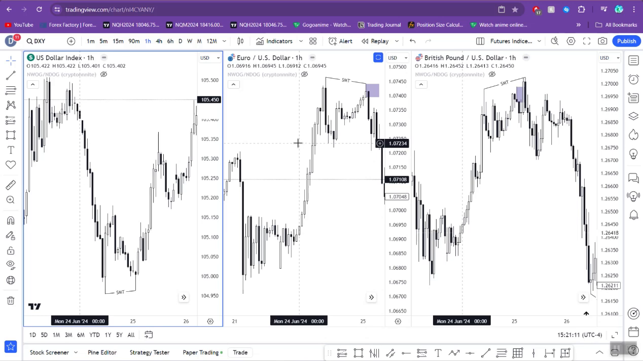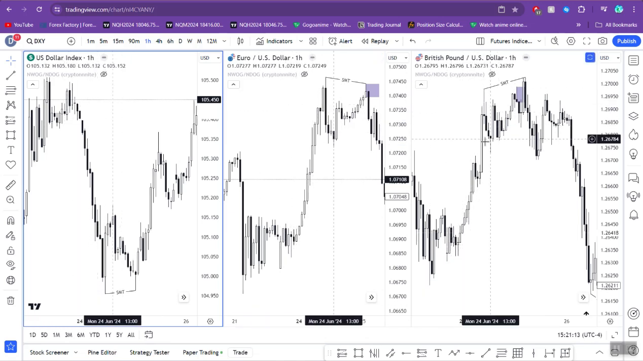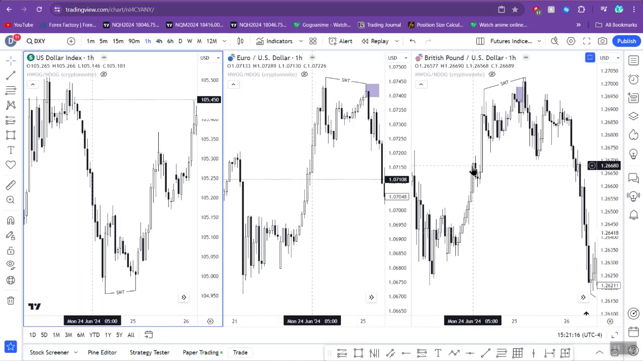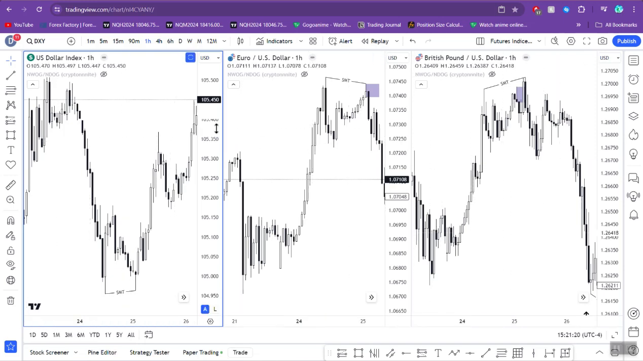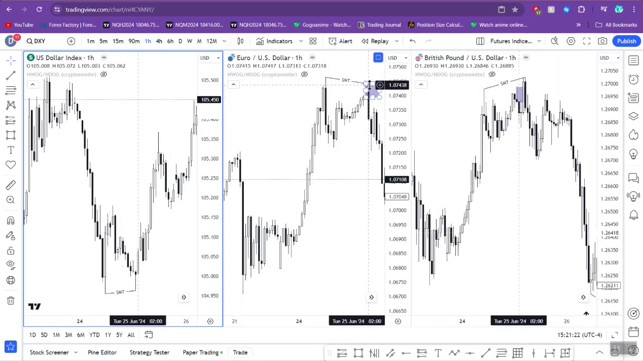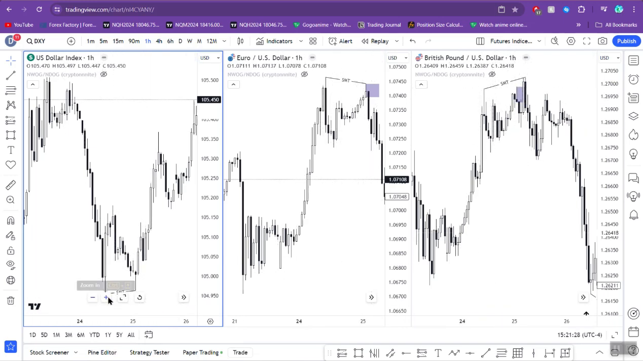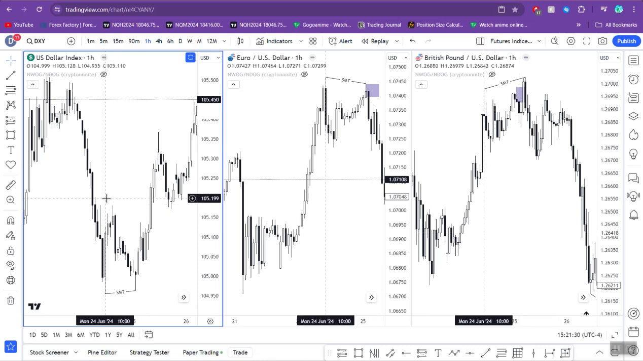These two assets, Euro USD and GBP USD, they move in the opposite direction as dollar index. So whenever we're looking at highs in Euro USD and GBP USD, we will be focusing on lows in dollar index because we're looking at the complete opposite, right? I hope that makes sense to you.